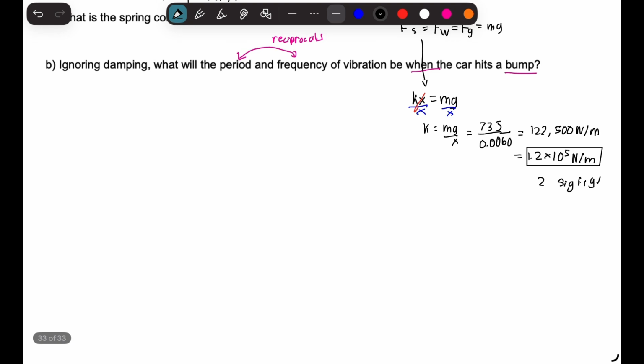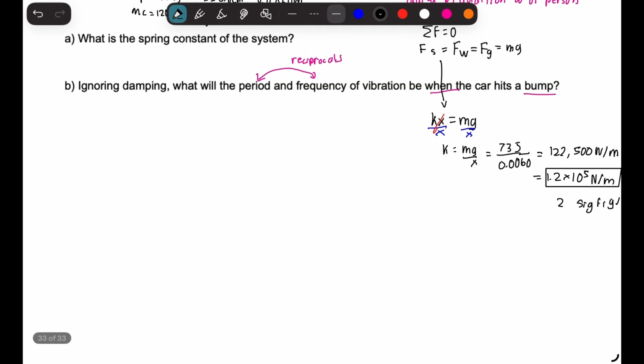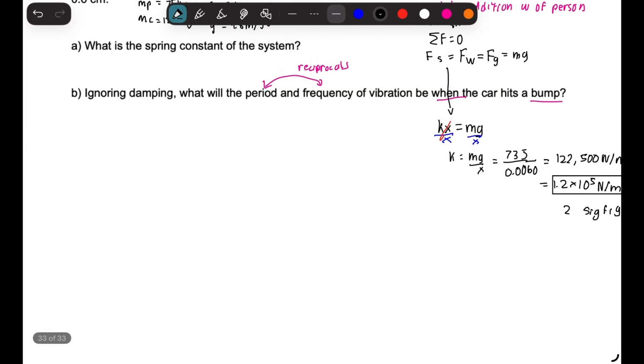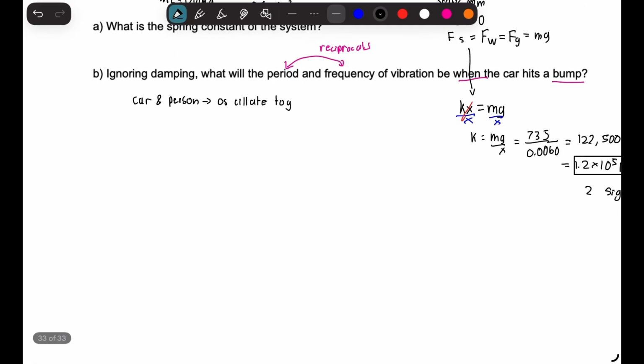For your next question, we have ignoring damping. What will the period and frequency of vibration be? Okay, so the car hits a bump. So we're seeing now that the person is in the car. We see that the car and the person, they're going to oscillate together. So you have to find the mass of this new thing.